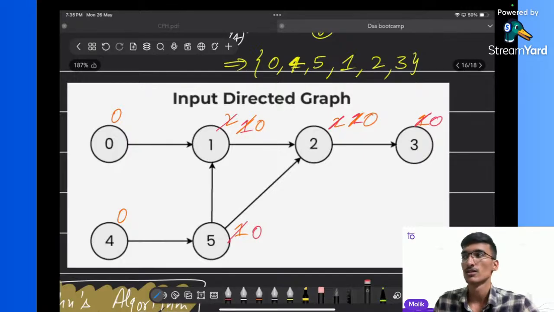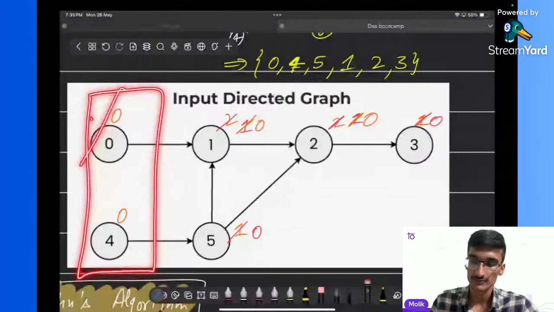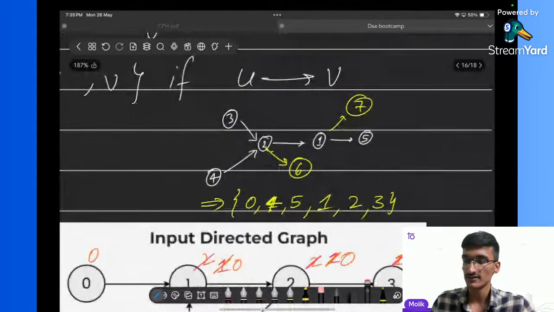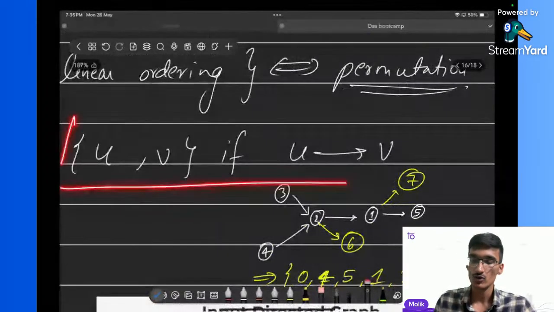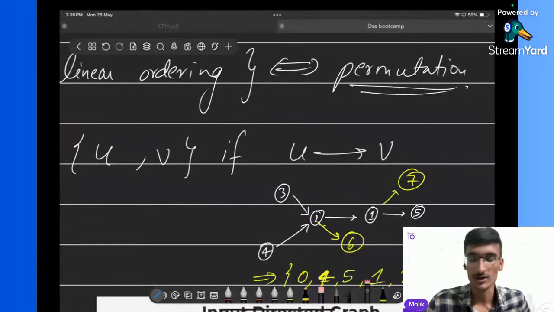See, what you do is you first figure out the nodes having 0 in degree, right? Why do you do that? That is because the answer is hidden in this definition. U comes before V. I hope there is no problem if I speak Hindi here. If there will be a problem, please point it out.